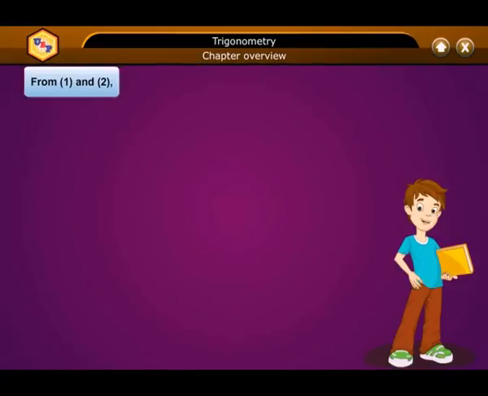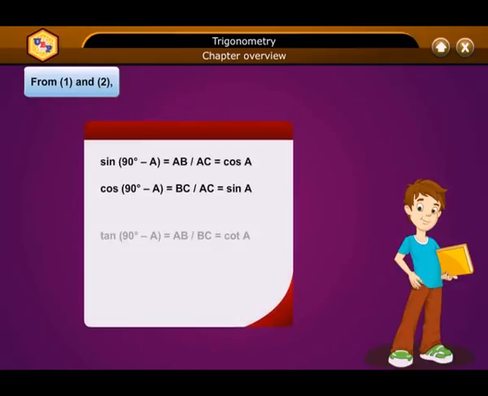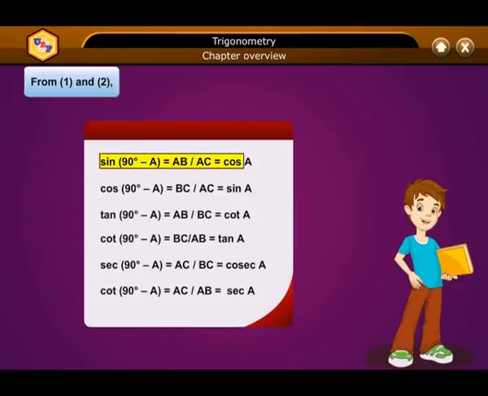Now comparing the ratios in 1 and 2, observe that sin (90 degrees minus A) is equal to AB upon AC, which is equal to cos A. Cos (90 degrees minus A) is equal to BC upon AC, which equals sin A. Tan (90 degrees minus A) is equal to AB upon BC, which equals cot A. Cot (90 degrees minus A) is equal to BC upon AB, which equals tan A. Sec (90 degrees minus A) is equal to AC upon BC, which is equal to cosec A. Cosec (90 degrees minus A) is equal to AC upon AB, which is equal to sec A.